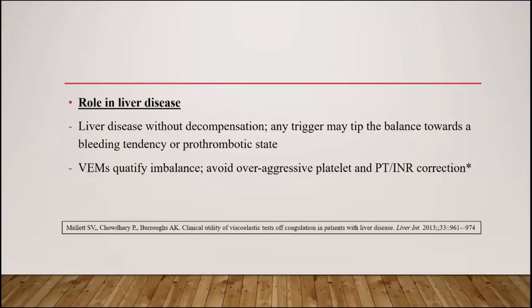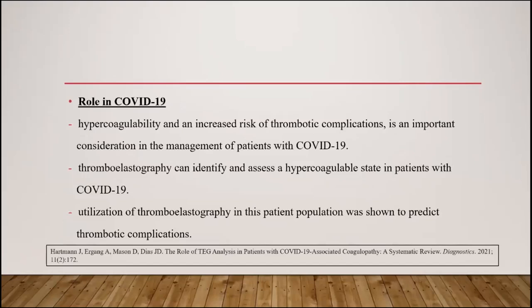In liver disease also, the patient may present with either a bleeding tendency or a prothrombotic state. So if you have the availability of TEG and ROTEM, you may avoid over-aggressive platelet or PT/INR correction in this subset of patients. Now, COVID-19 is a hypercoagulable state with an increased risk of thrombotic complications. So TEG and ROTEM will help us to assess the hypercoagulable state in these patients so that medical management can be done at the earliest, and they have been shown to predict the thrombotic complications as well.